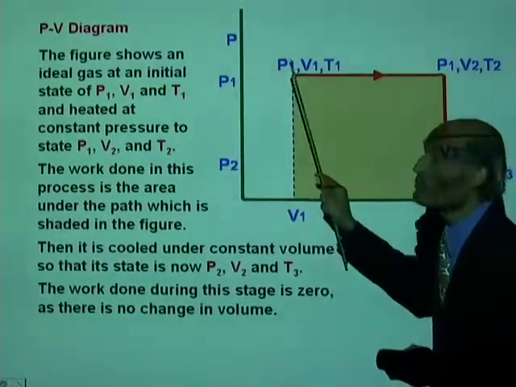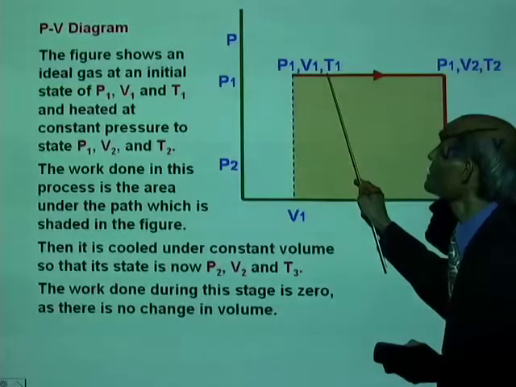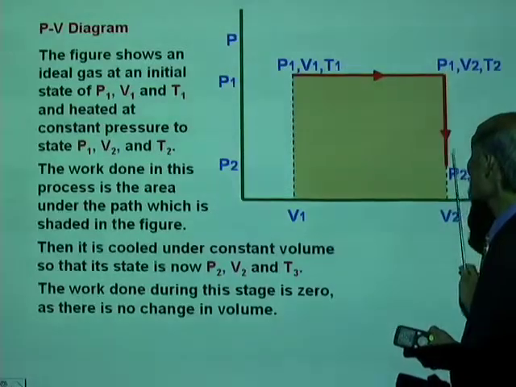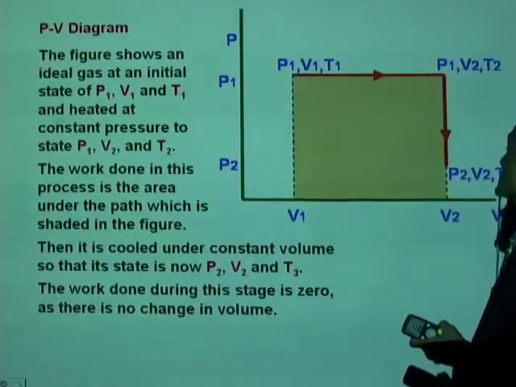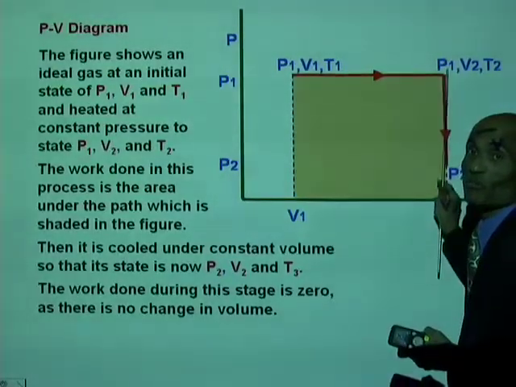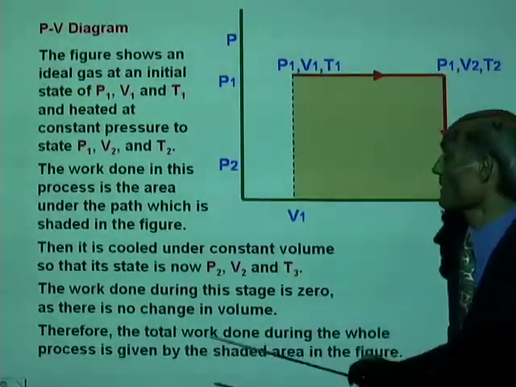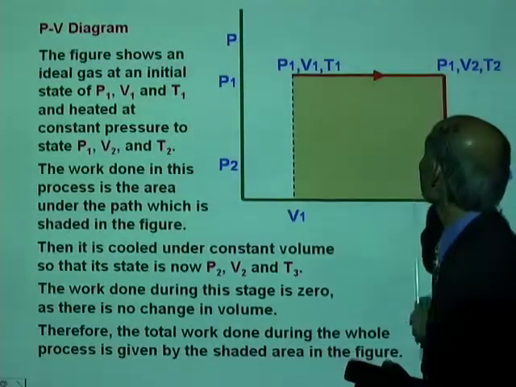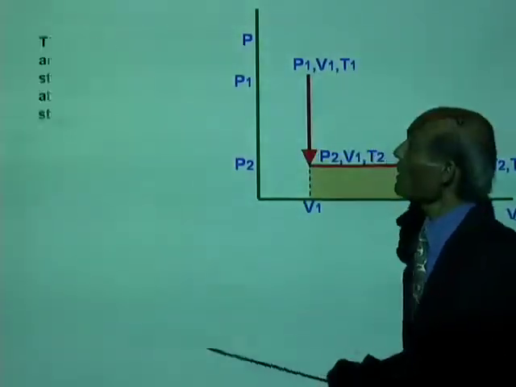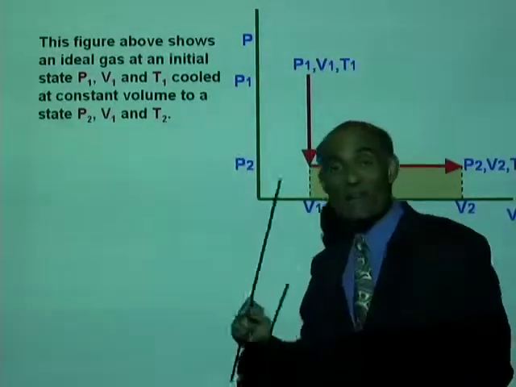That means when a gas is taken from state 1, P1, V1, T1, to state 2, P1, V2, T2, to state 3, P2, V2, T3, the work done is given by the area of the shaded region. Moving from state 2 to state 3, there is no work done. Therefore, the total work done is the same as the work done during the first change. Now, let's go through another situation.